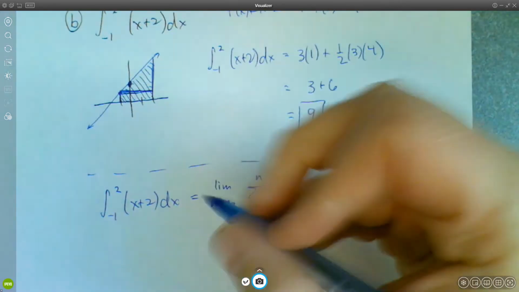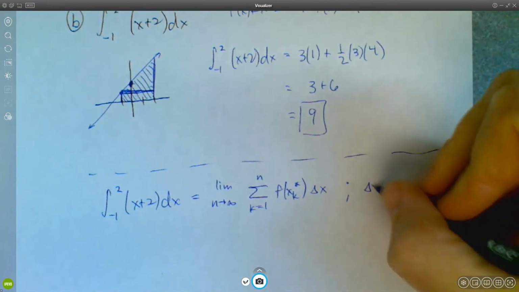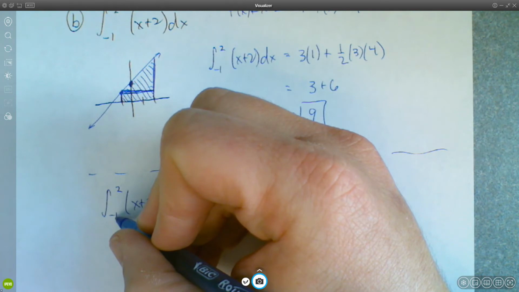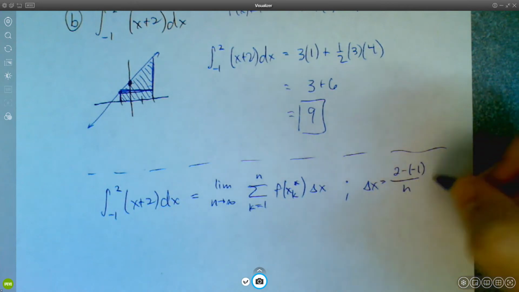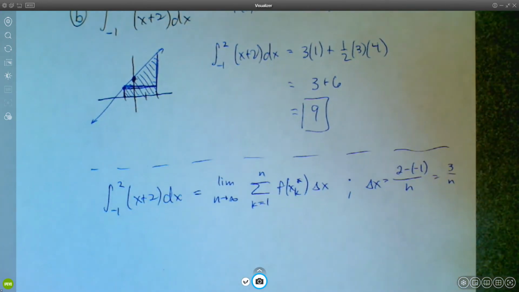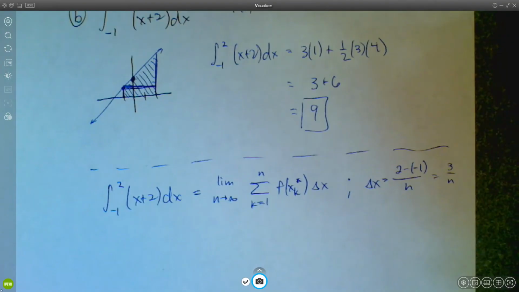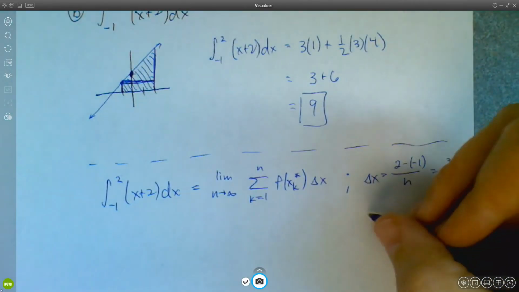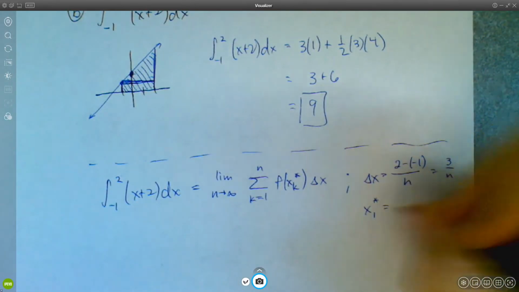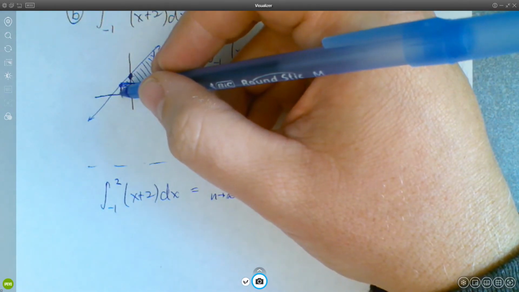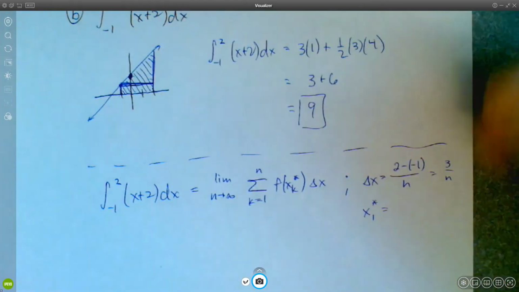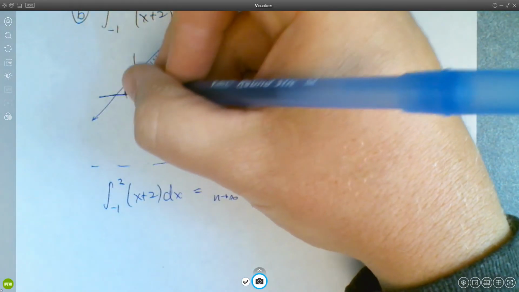Right? And then you could do some scratch work like we did in the previous section to figure out, well, what's delta x, right? Well, delta x is b minus a over n, which is 2 minus -1 over n. That's going to be 3 over n. And then you could say, well, what's xk star? It depends if we're using left endpoints or right endpoints. Let's use left endpoints. So using left endpoints, x1 star would be negative 1.